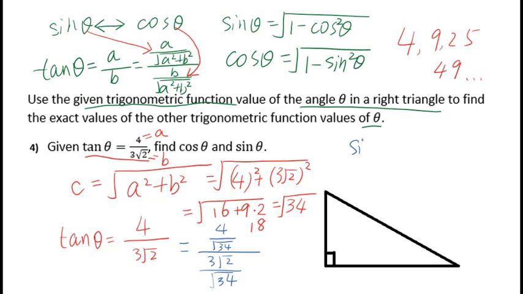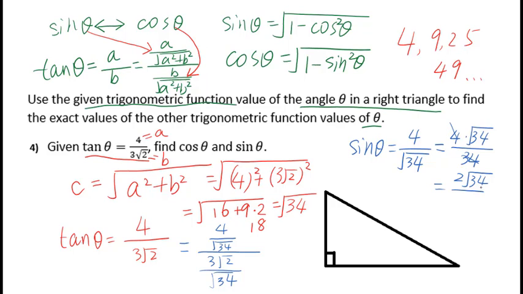And for sine theta, that will be 4 over square root of 34. Then we will simplify this. For square root of 34, we can do square root of 34 over 34. Then carry on this 4. Reduce. You will get 2 square root of 34 over 17.